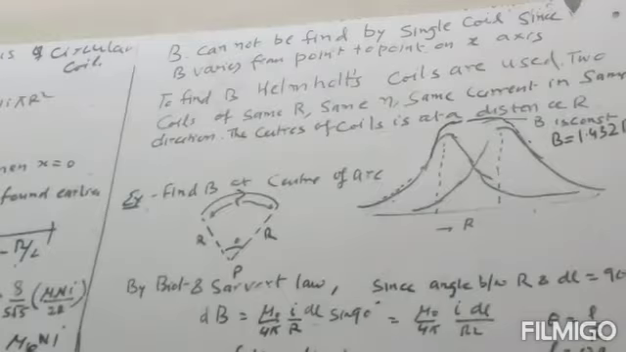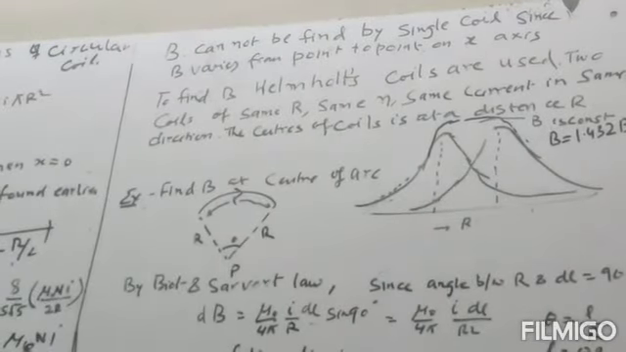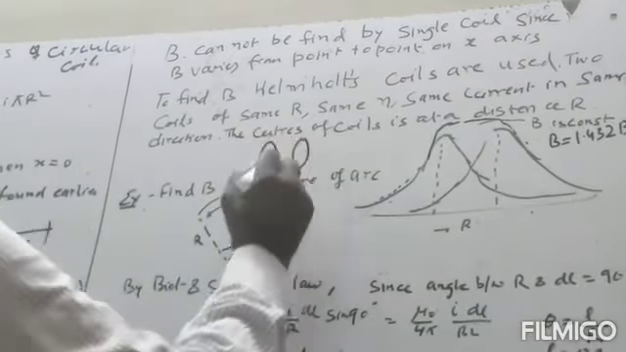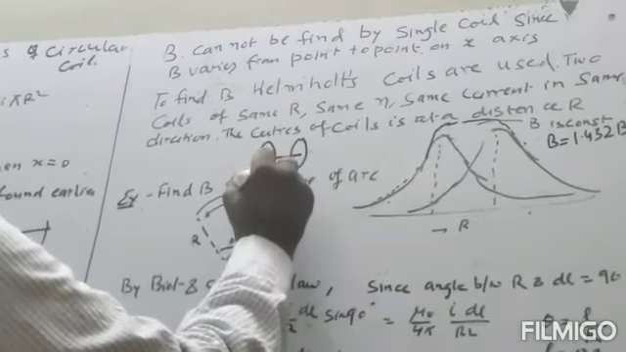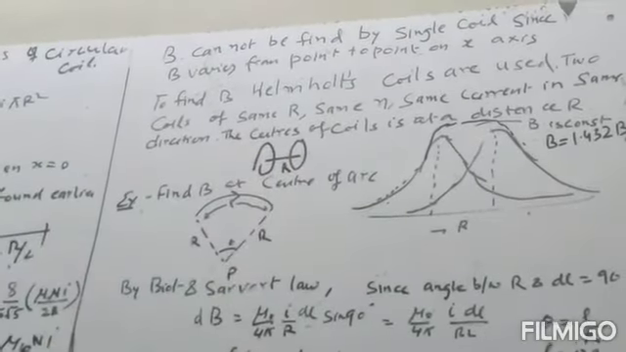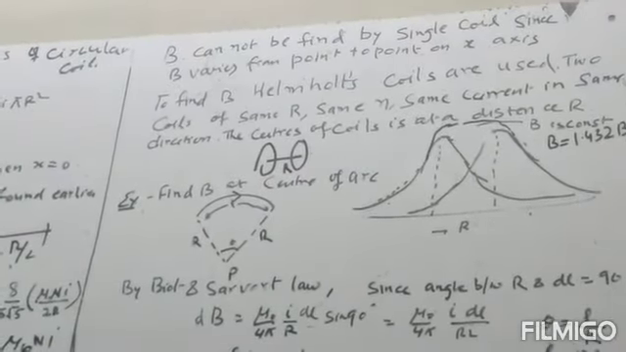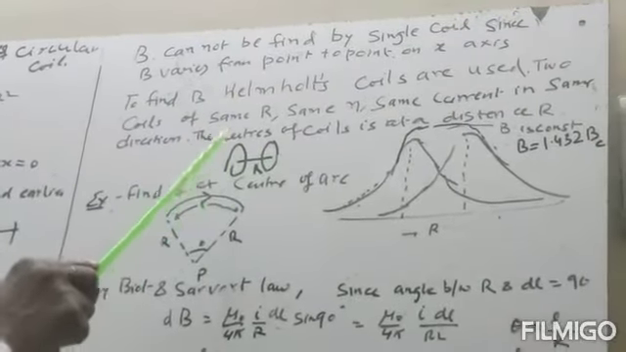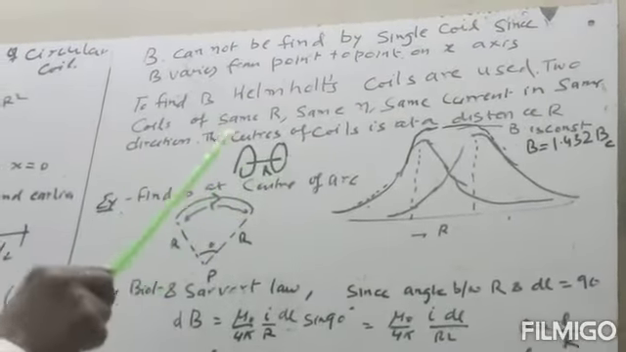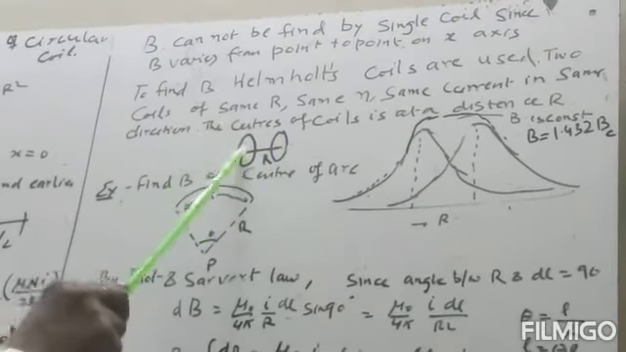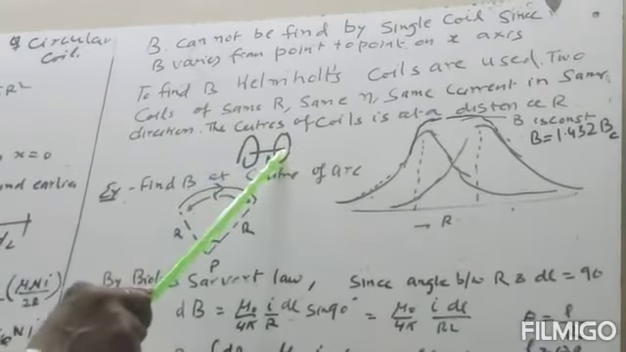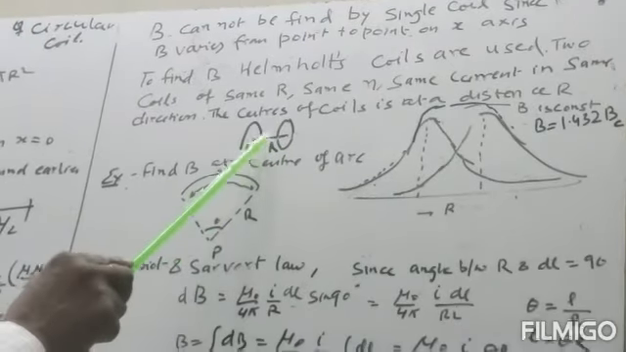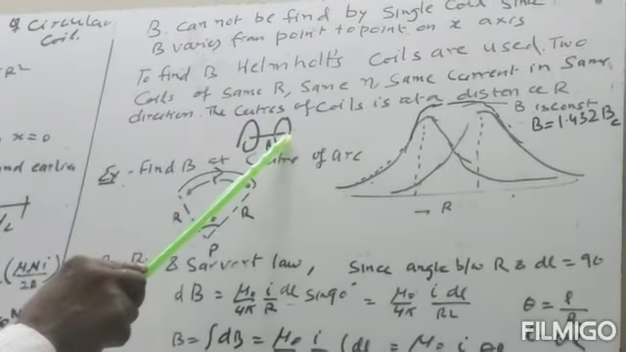Helmholtz coils have two identical coils. One coil is this, another coil is this. They are identical, and the distance between them is equal to the radius of the coil. The radius of this coil and this coil is the same. The number of turns is the same. The current is the same, flowing in the same direction in both. The distance between the centers is this R.